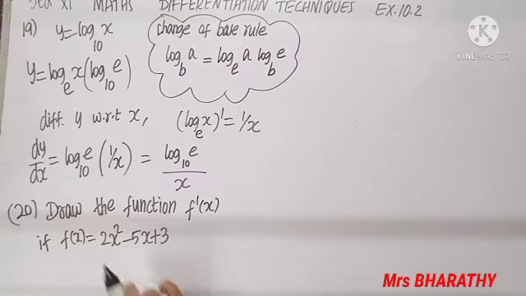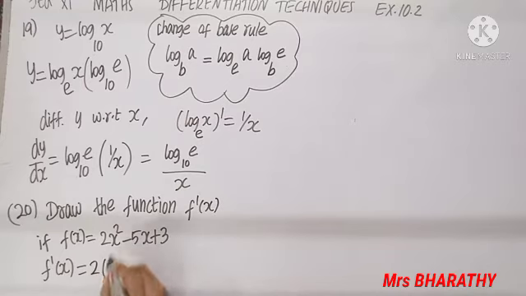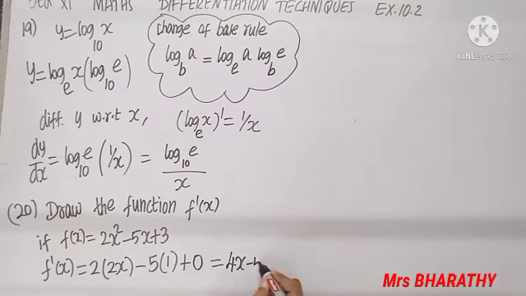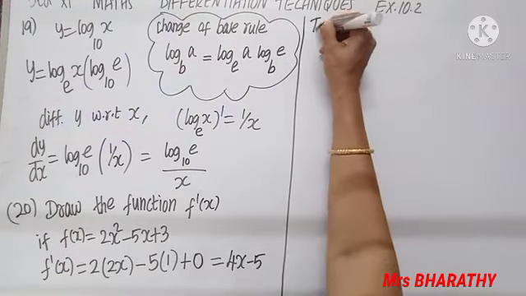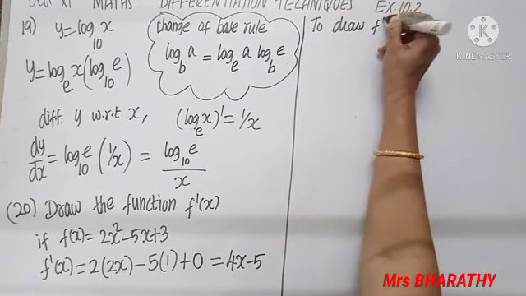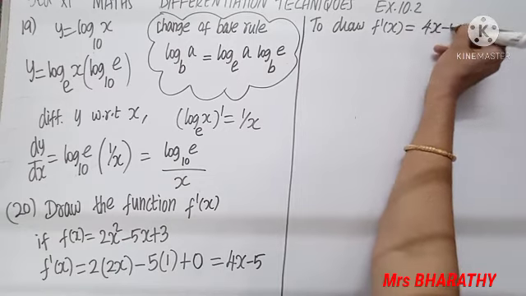Question number 20. Draw the function f dash of x, if f of x equals 2x square minus 5x plus 3. To find f dash of x, we have to differentiate. 2 as it is, x square becomes 2x, minus 5 as it is, x becomes 1. 3 constant will become 0. As I simplify, 2 into 2x is 4x minus 5. Now we need to draw the graph of f dash of x. So to draw f dash of x, the answer is 4x minus 5.